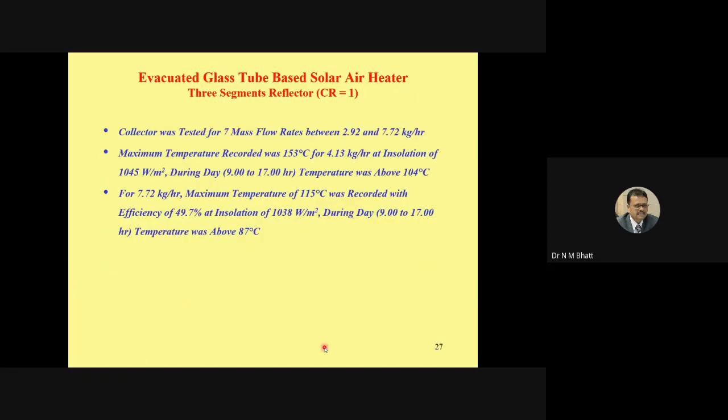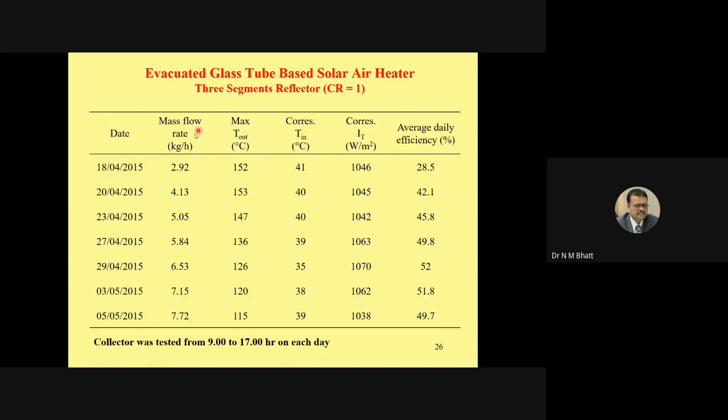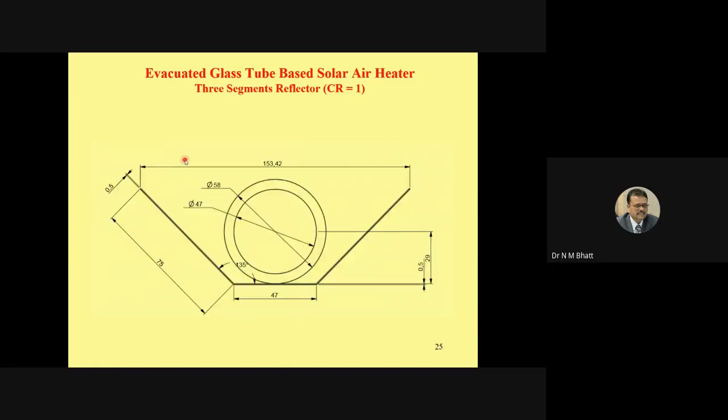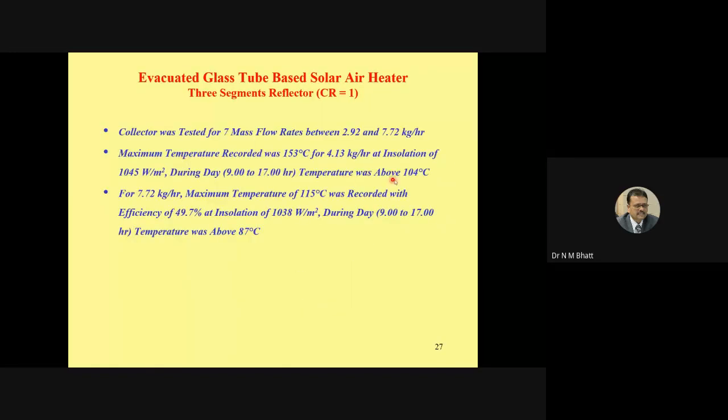These are the further conclusions. The important thing is that this 3-segment collector is sufficient to cater to your need above 87 degrees centigrade with a mass flow rate of 7.72, that is the maximum mass flow rate, and with the minimum mass flow rate, this collector can cater up to above 100 degrees centigrade.